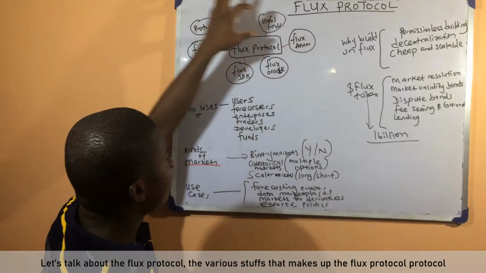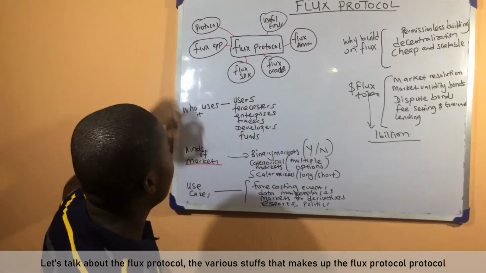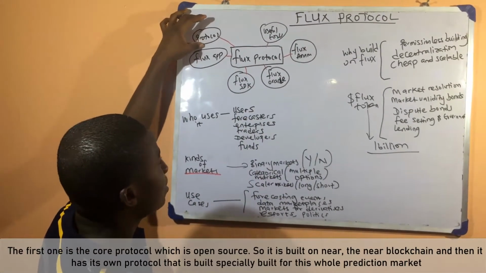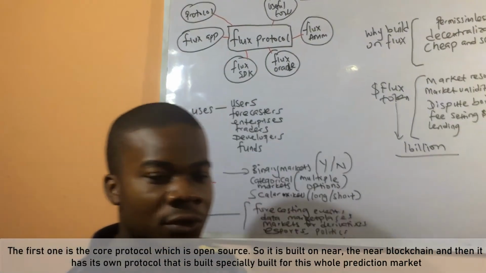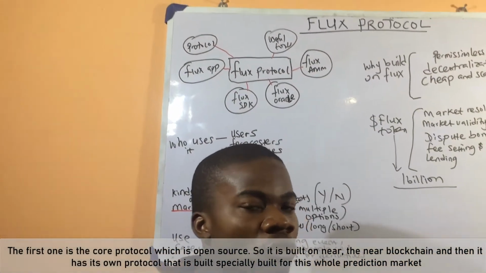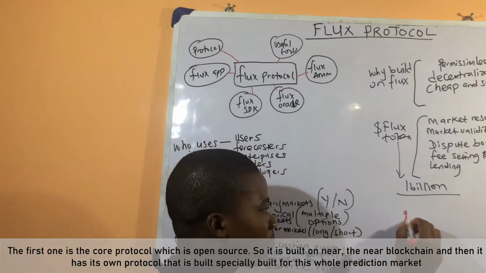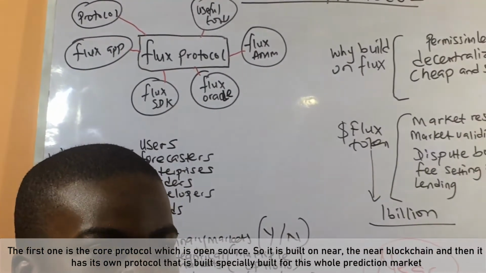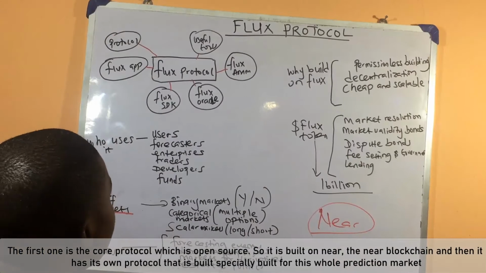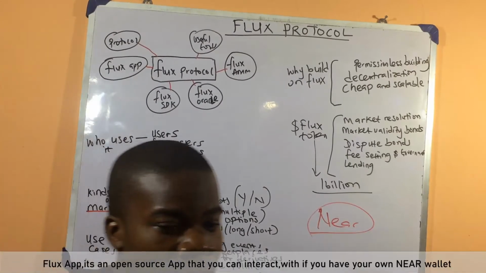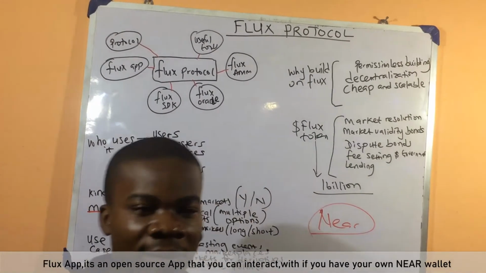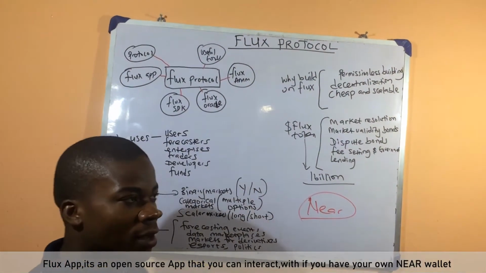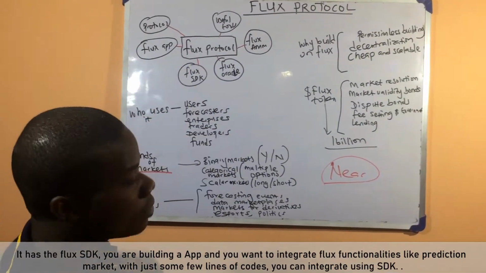Let's talk about the FLUX protocol, the various pieces that make it up. The first one is the core protocol, which is open source. It is built on NEAR, the NEAR blockchain. And then it has its own protocol that is built for prediction markets. And then it has a FLUX app, an open source app that you can interact with if you have your NEAR wallet. It has a FLUX SDK.